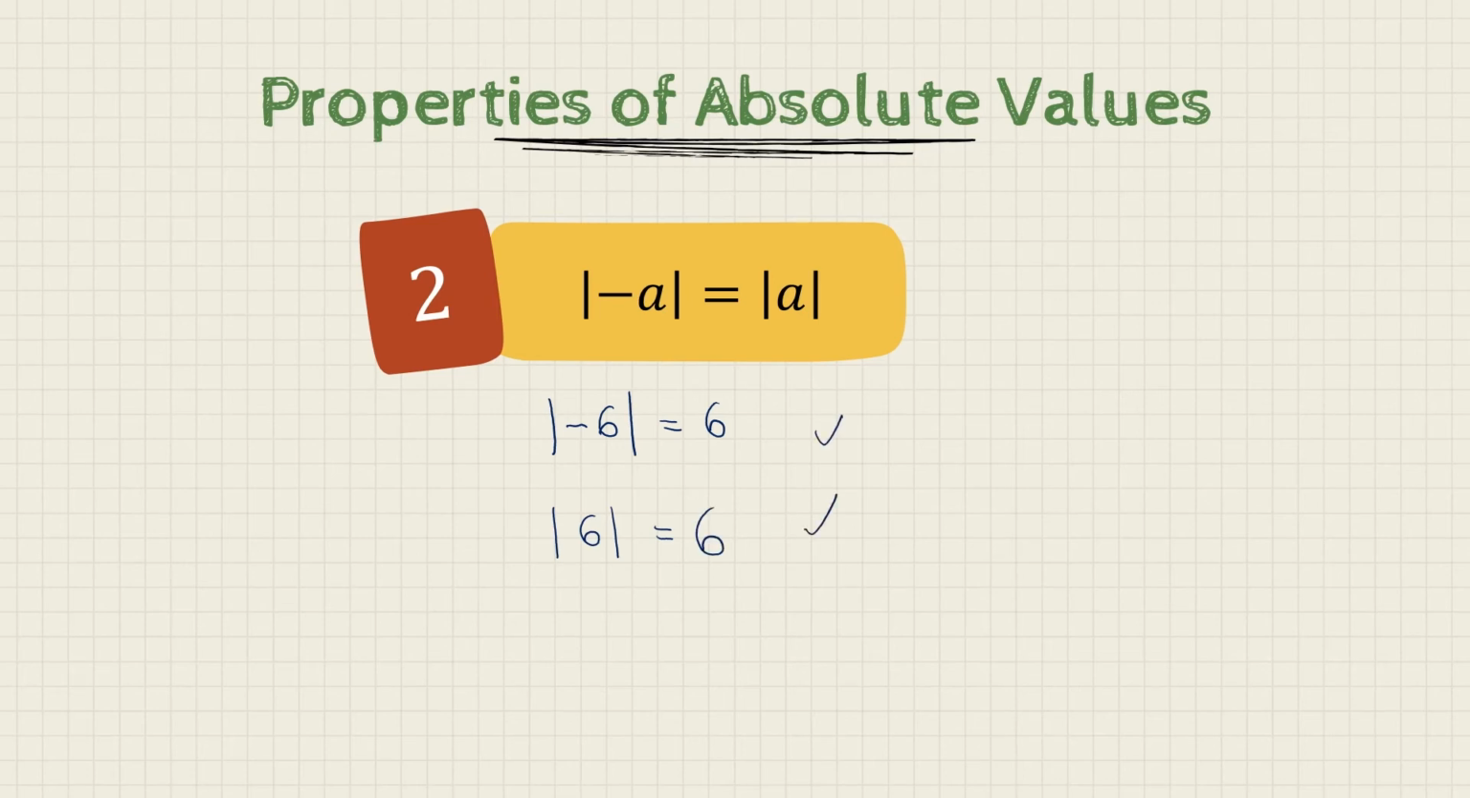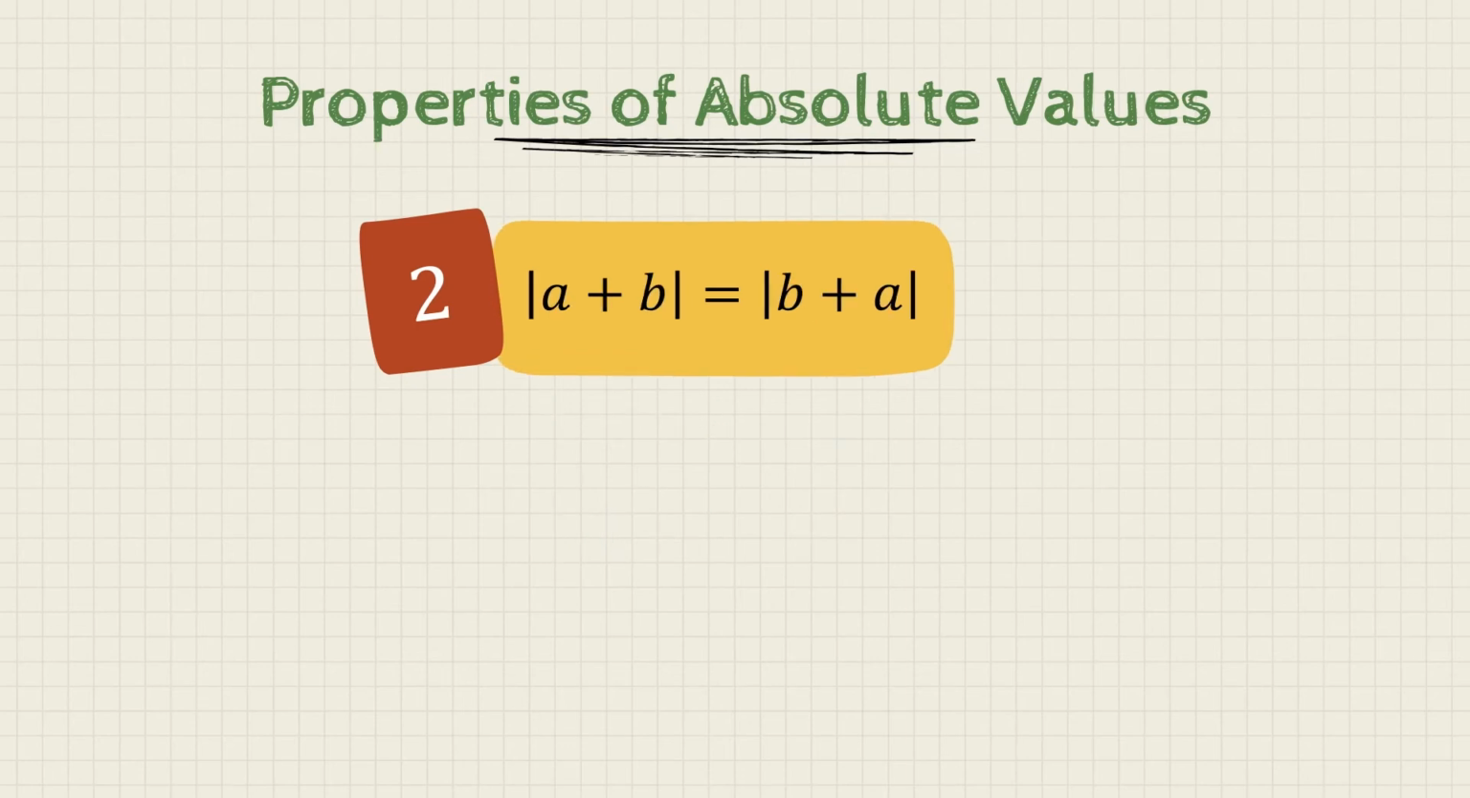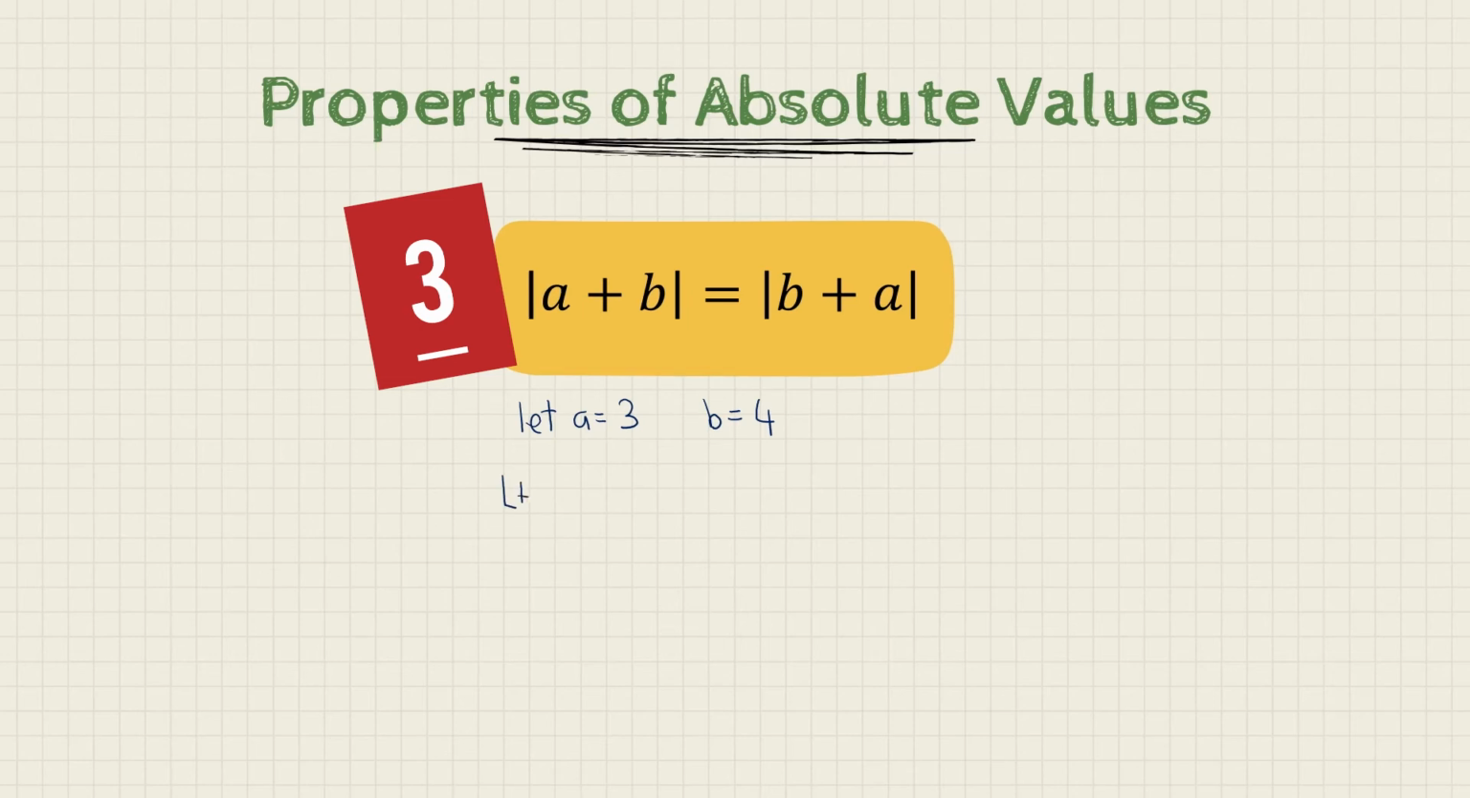Okay, now third property is modulus of a plus b is equals to modulus of b plus a. Okay, let's say kita let a equals to 3 and b equals to 4. So what will happen here? So on the left hand side, kita try. So the modulus of 3 plus 4, kita akan dapat apa? Modulus of 7, which is equals to 7.